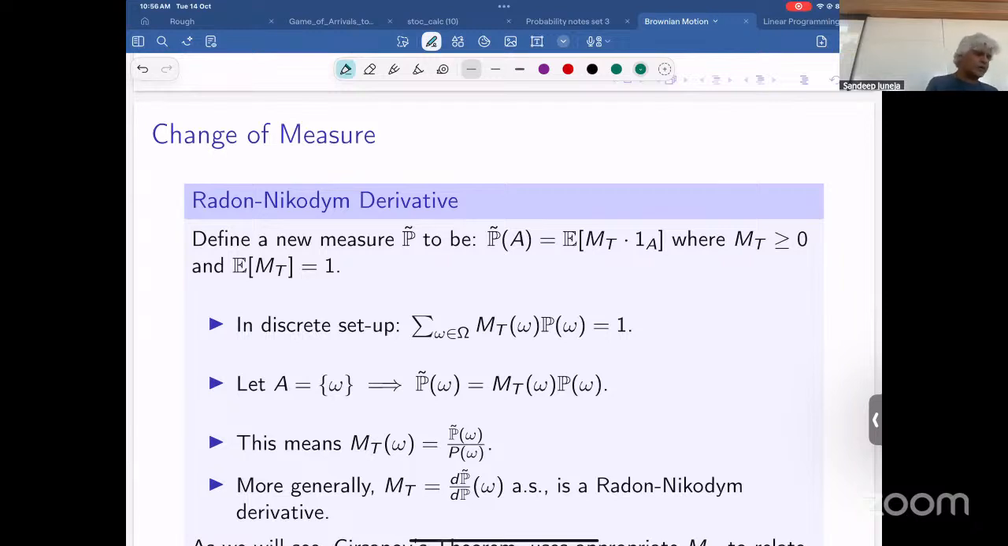Okay, so now the point is, with such a random variable, I can construct a new probability measure, P tilde. So everybody with me so far? I have probability measure P on the space. I have a random variable M of T, let's say. Now I construct a new probability measure P tilde, so that P tilde assigned to any set A is the expected value of M of T times the indicator of that set A.